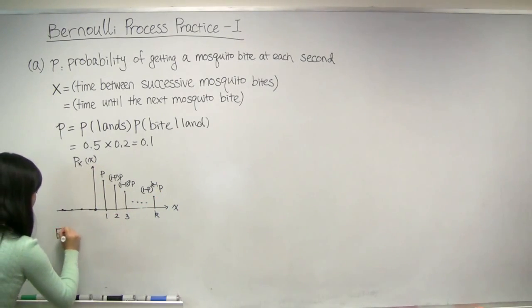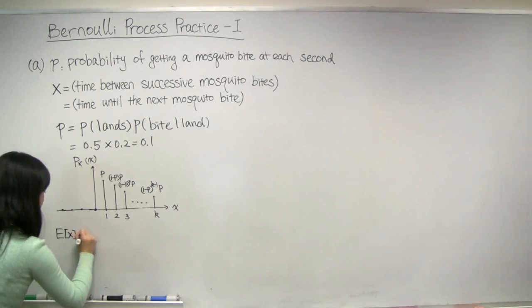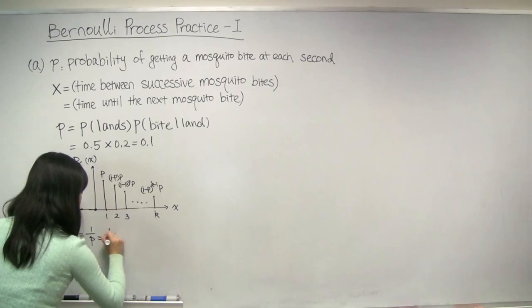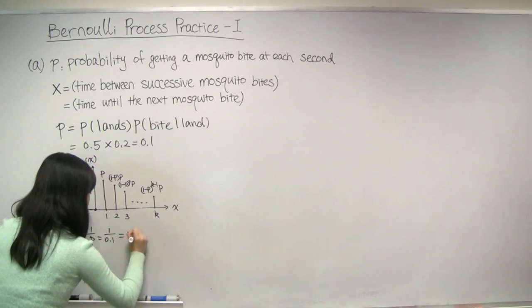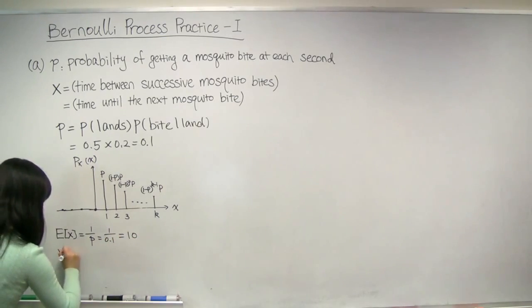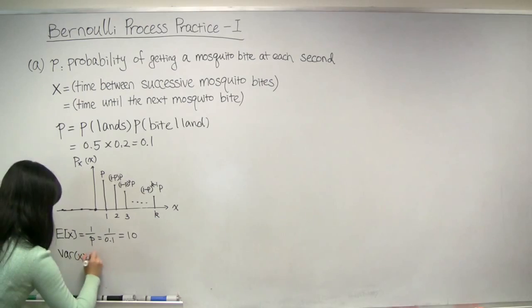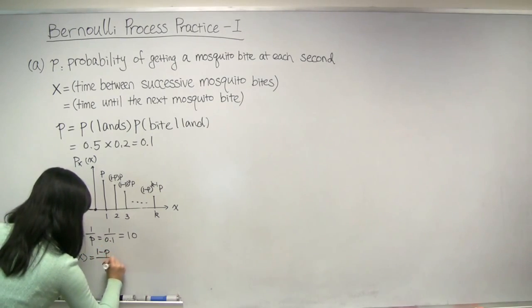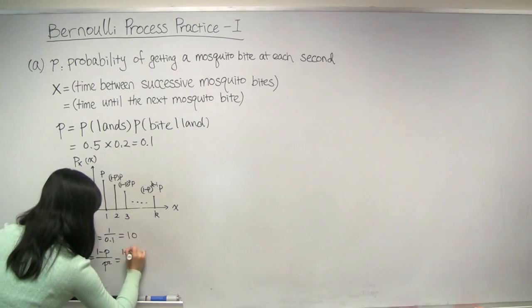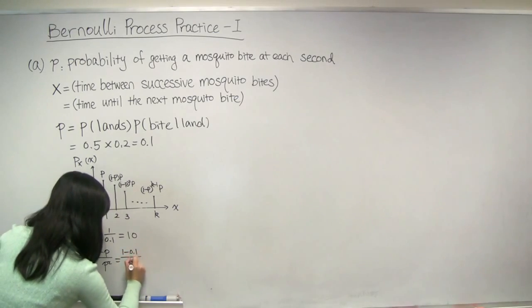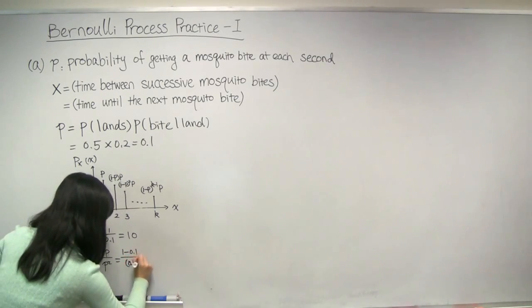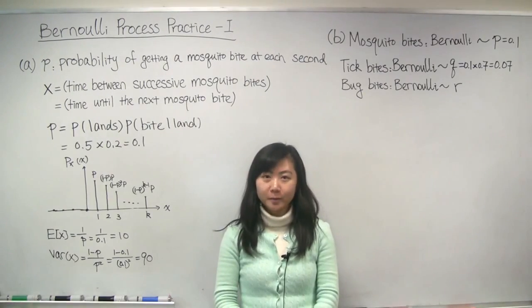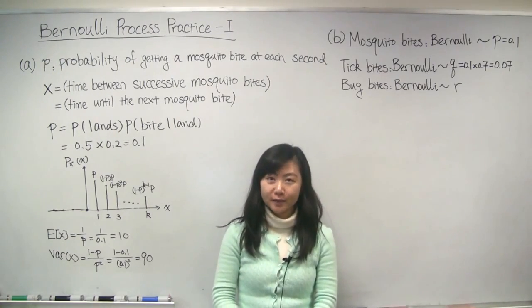Therefore, the expected value of x is equal to 1 over p, which is equal to 1 over 0.1, which is equal to 10. And the variance of x is equal to (1 minus p) over p squared, which is equal to (1 minus 0.1) over 0.1 squared, which is equal to 90. For part B of the problem, we're considering another type of bug.